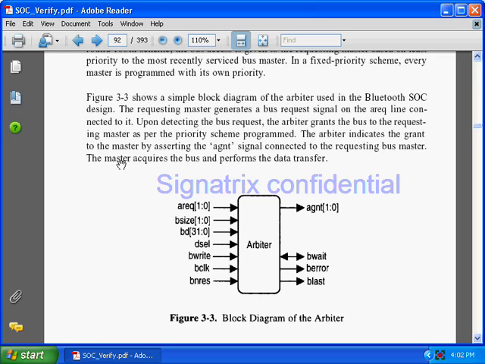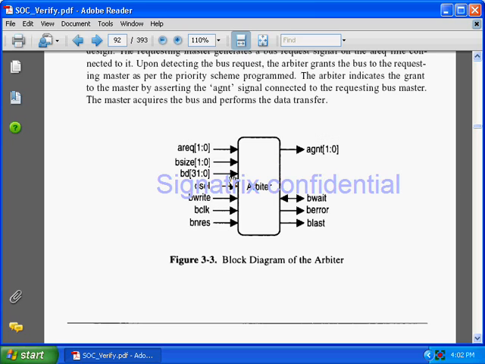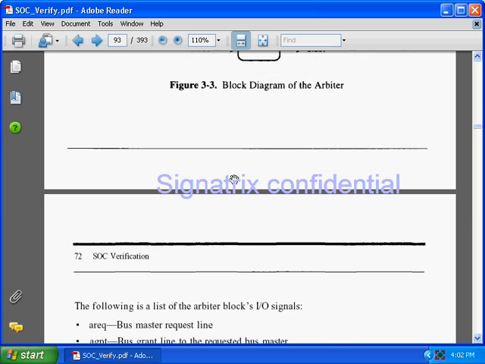The arbiter indicates the grant to the master by asserting a grant signal connected to the requesting bus master. So grant is an output signal from the arbiter, and this will act as an input signal to the masters, 2 masters suppose you are having. So you will get 2 different 2-bit signals. The master acquires the bus and performs the data transfer. So this is the normal functionality of the arbiter.